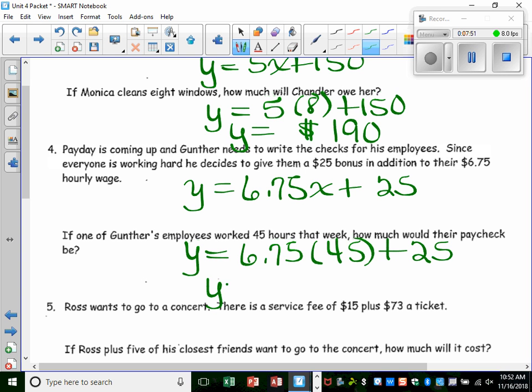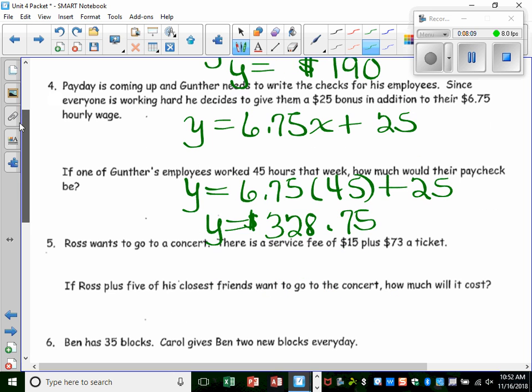What will that person get? All right, $328.75. That is correct. All right, so I'm going to have you guys finish up this page.